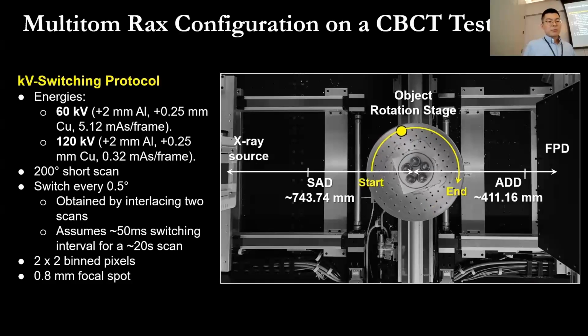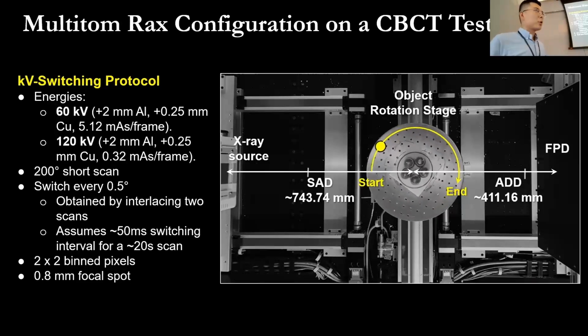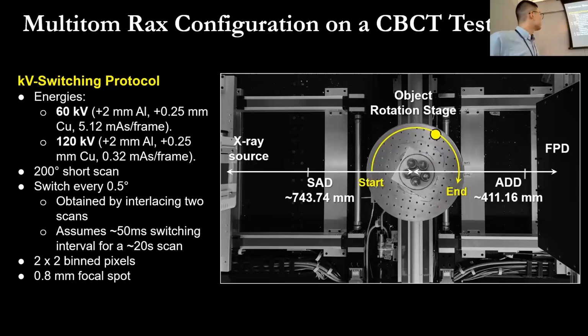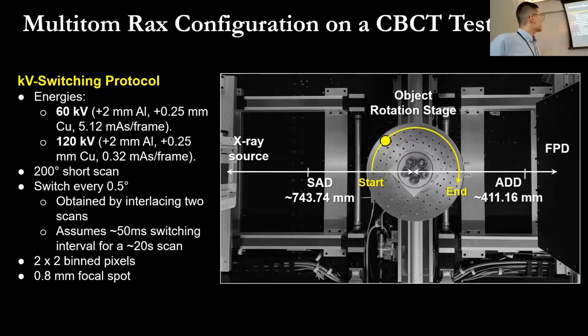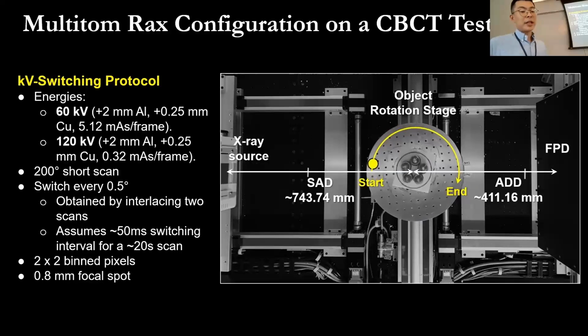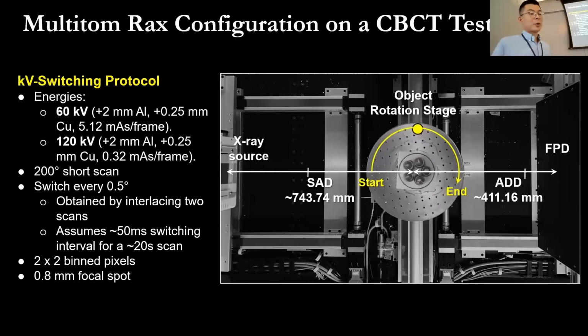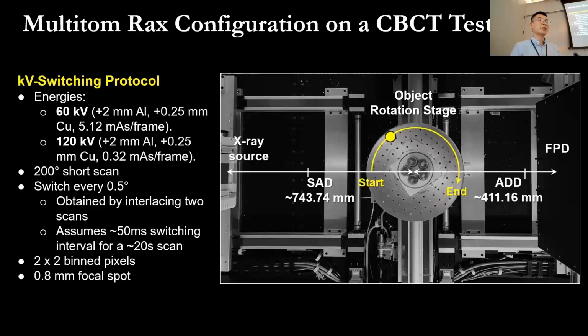And this is the acquisition protocol, and this is just a video of the acquisition. We use 60 and 120 kV for the low and high energies. We run a 200-degree short scan, and that's the standard protocol for the Siemens Rex scanner. And again, we assume the 15 millisecond switching intervals. So it ends up with an average switching of 0.5 degrees. This is done by manually combining two separate scans of high energy and low energy and interlacing them to create this kV switching.